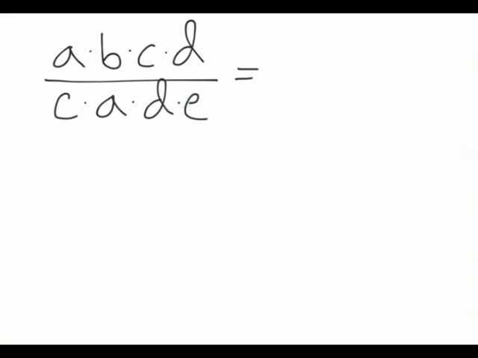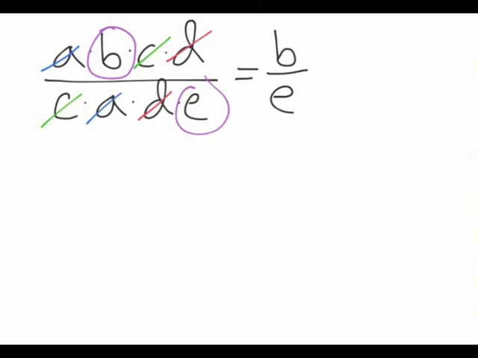Now, let's see if we can spot things that appear on the top and on the bottom. Try to cancel those out. Let's see. We have an A on top and on bottom. We have a D on top and a D on bottom. We have a C on top and a C on bottom. This leaves us with B on top divided by E on bottom. Okay? Not too bad, right?